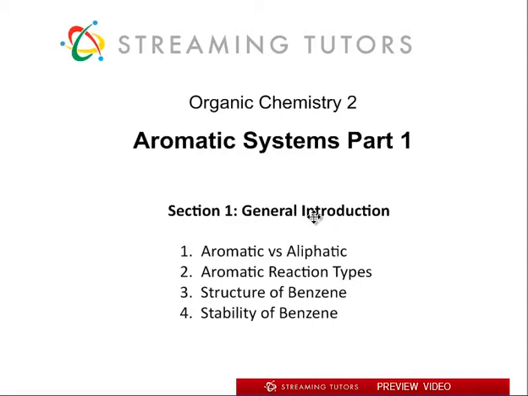Alright. Now, the first thing we're going to do is a very general introduction, but it's actually going to have a lot of meat to it. So we're going to learn about what aromatic is, what type of reactions they go through, the structure of benzene, because we know benzene is an aromatic system, so we're going to focus in on that for a moment, and then the stability of benzene. And just so you know, we're going to use benzene as almost like our model that's going to represent all the other aromatic systems, and there are many aromatic systems, okay? So we're going to use benzene as our model, but we can apply the same concepts to any aromatic system once you learn benzene. Alright, let's get started.